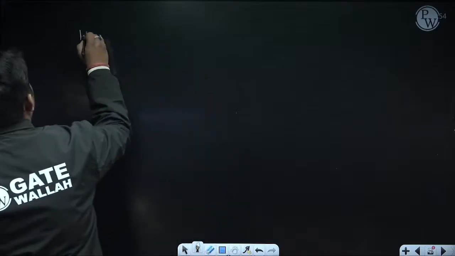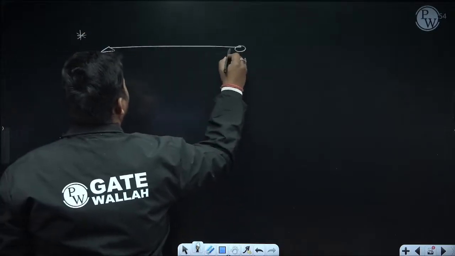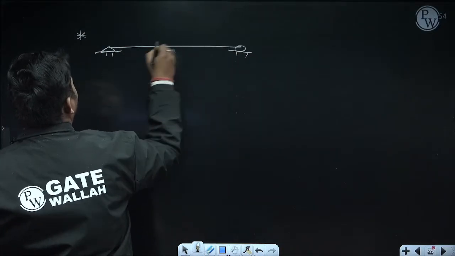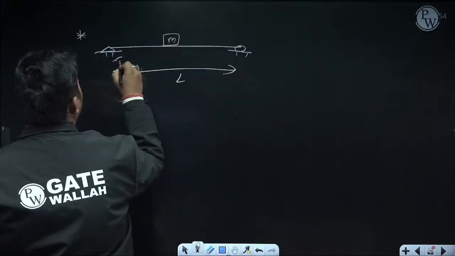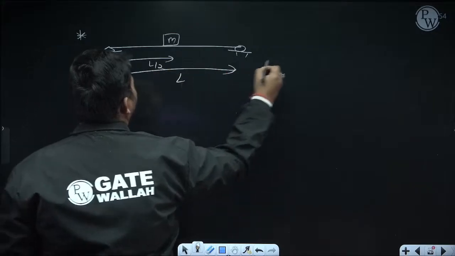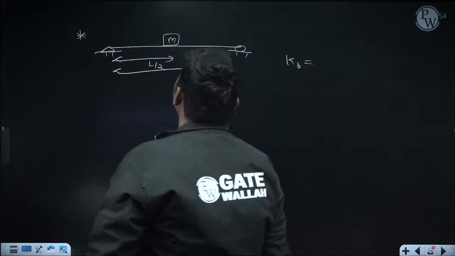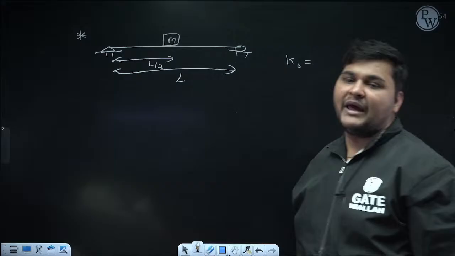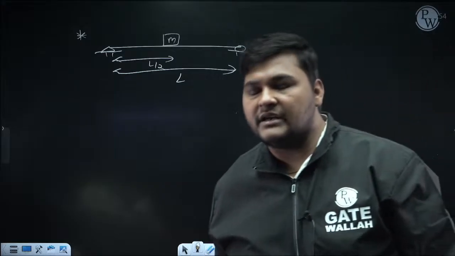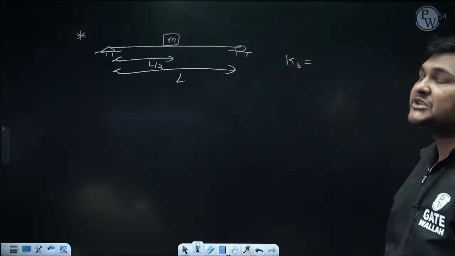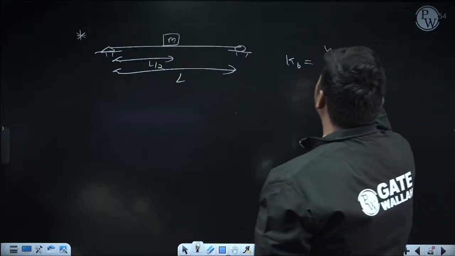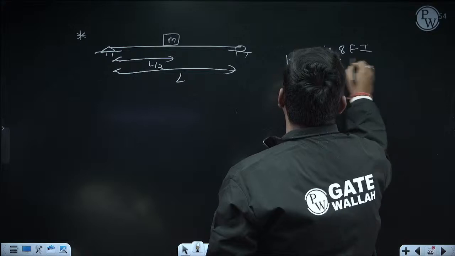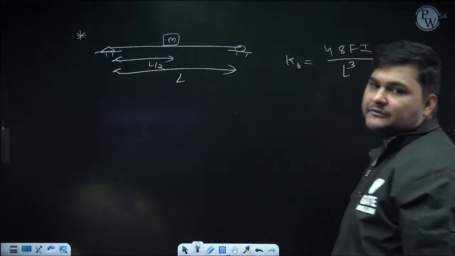Similarly, in a simply supported beam, if the mass or rotor is attached at the center, what will be the expression of bending stiffness? See, in a simply supported beam, if you apply a concentrated load at the center, then the formula to calculate deflection of the same point is P L cube by 48 EI. So bending stiffness will be 48 EI upon L cube, because it is P by delta.